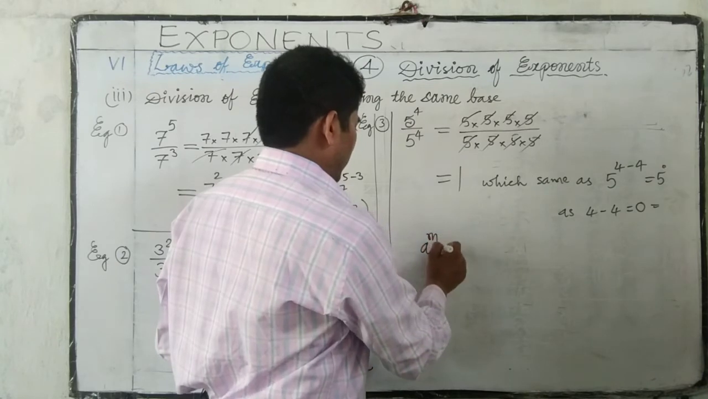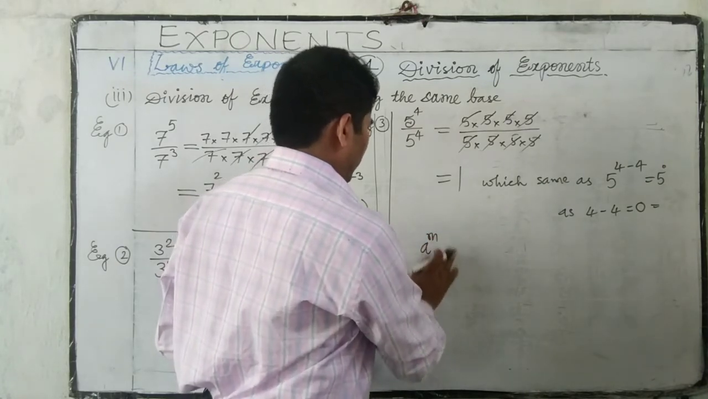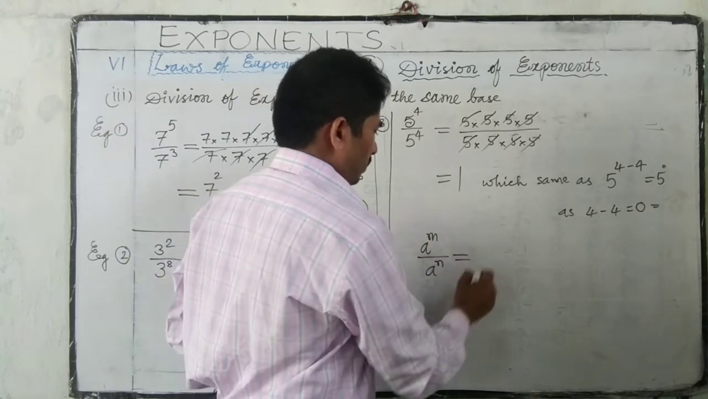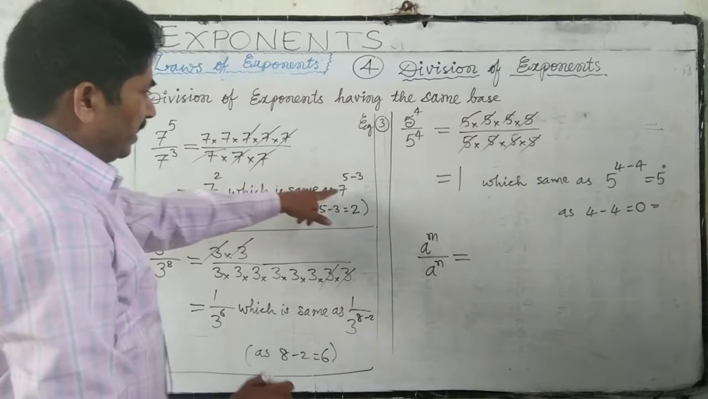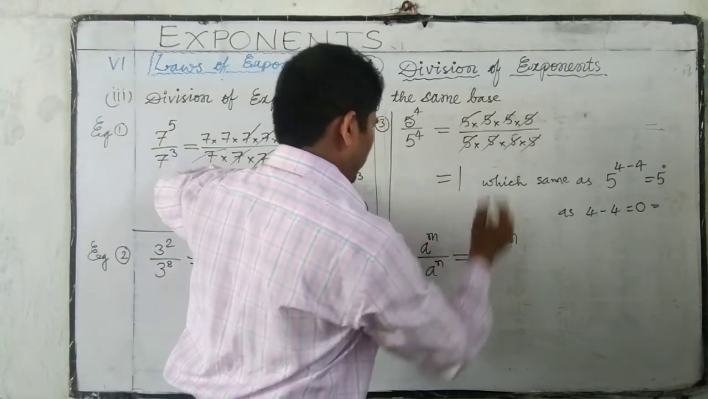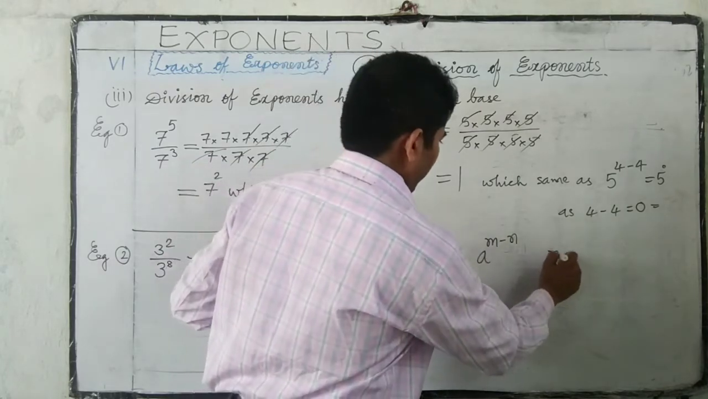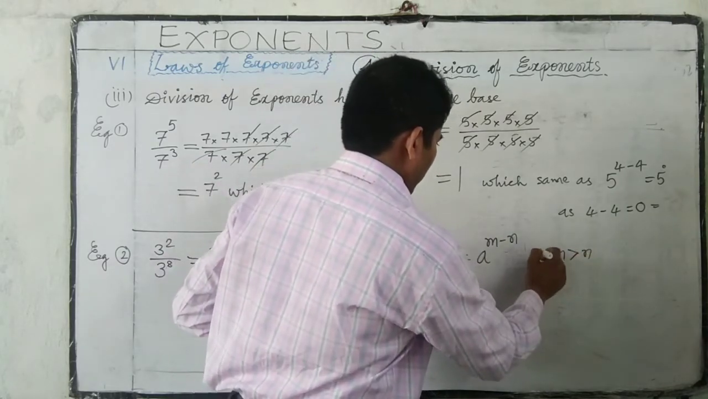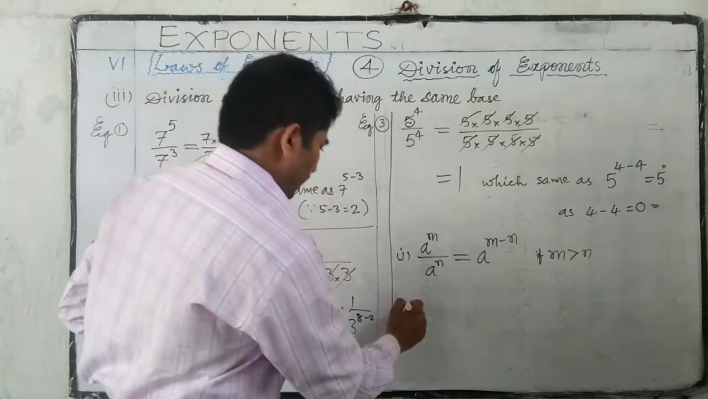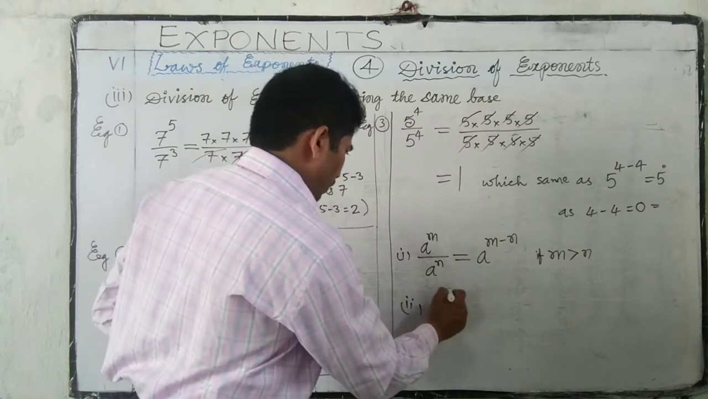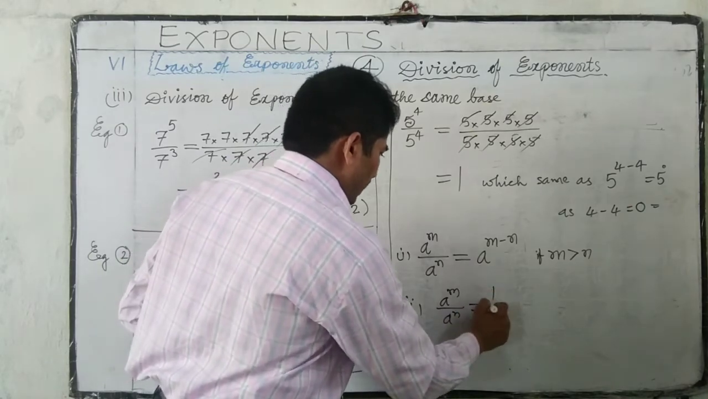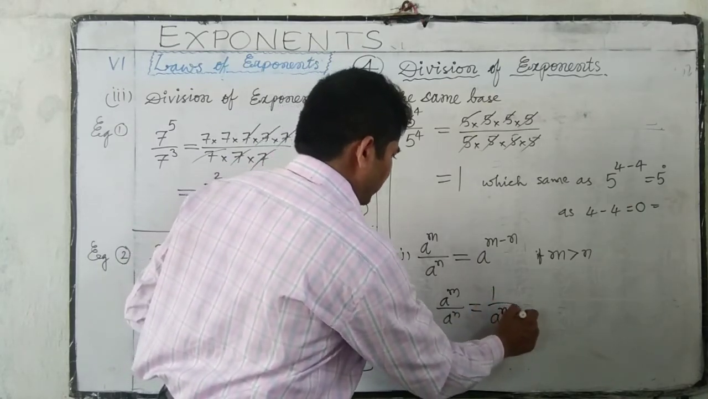By observing these 3 examples, we can write a to the power of m divided by a to the power of n is equal to, in the first case, a to the power of m minus n, if m is greater than n. This is the first one. In the second, a to the power of m by a to the power of n is equal to 1 by a to the power of n minus m.